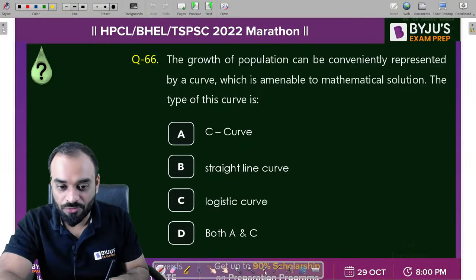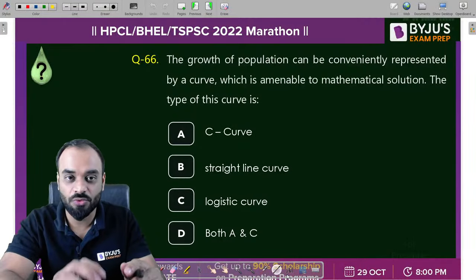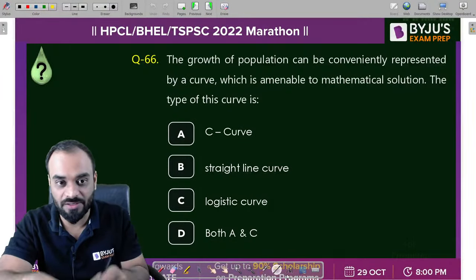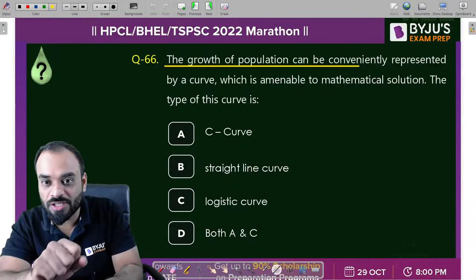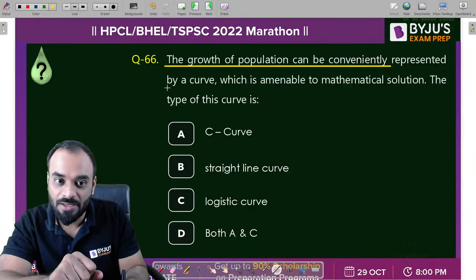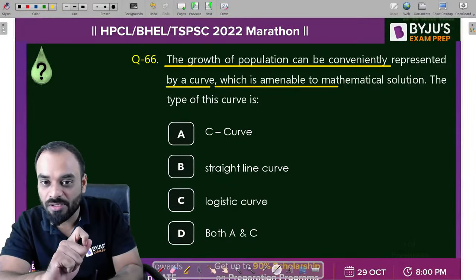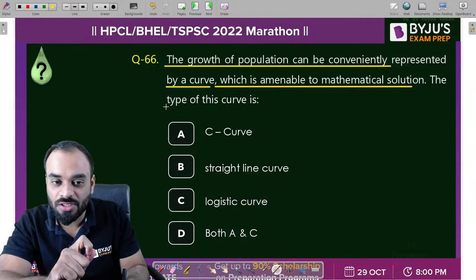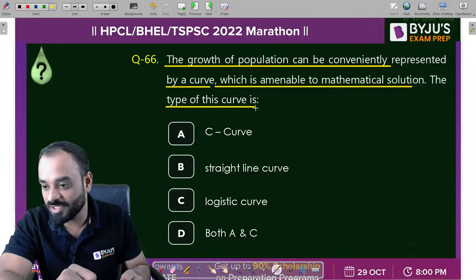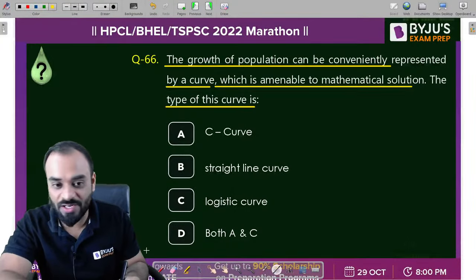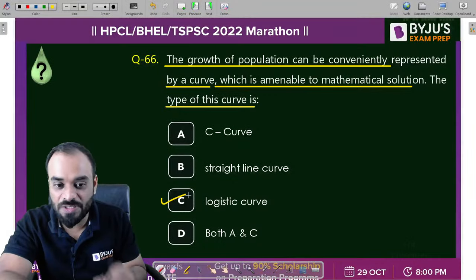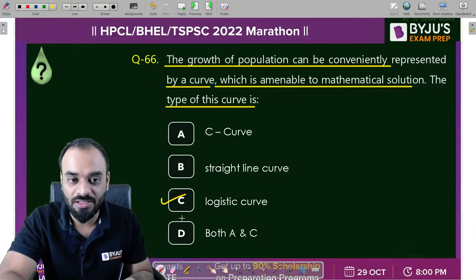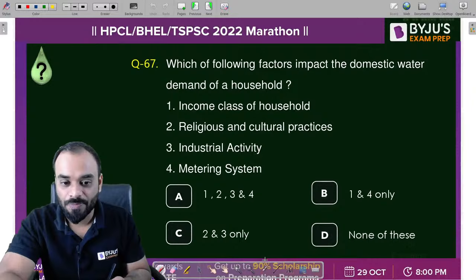The growth of population, this is based upon environmental engineering. This particular question is related to your population forecasting method. The growth of population can be conveniently represented by a curve which is amenable to a mathematical solution. The type of this curve is what? It is logistic. Very nice. It should be C, a logistic curve method, right? Very nice, guys. Next question.